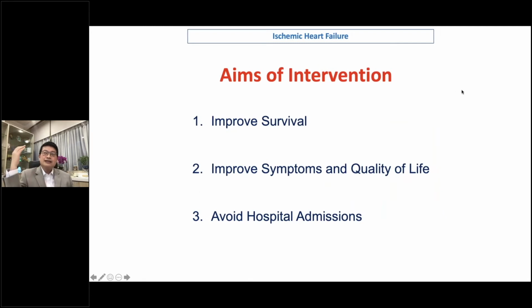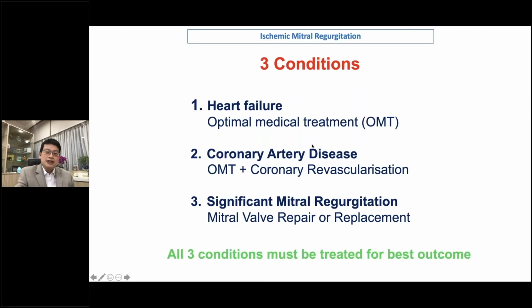So as in non-ischemic heart failure, the aims of intervention are similar. Firstly, to improve their survival. Secondly, to improve their symptoms and quality of life. And thirdly, to avoid hospital admissions. So the intervention which would improve their heart failure or their survival is the optimal medical treatment. And they also need revascularization for their coronary artery disease and intervention on the mitral valve if it is significant. And for the best outcome in these patients, all of these three conditions must be addressed.